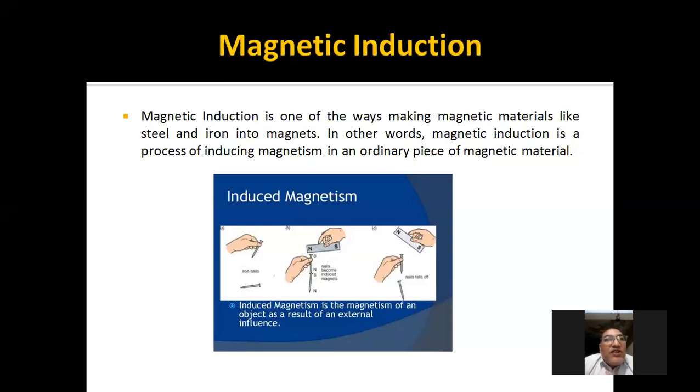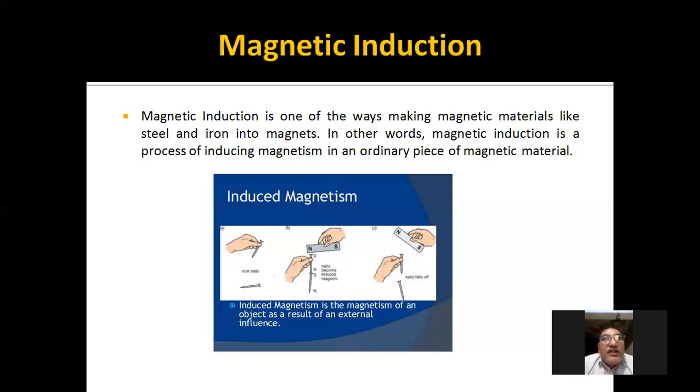But when you take that bar magnet away, this iron nail will no longer be a magnet. It will lose its north and south pole, and this one will also lose its north and south. So this second nail will drop down when you remove the magnet from here. So you see, magnetic induction is one of the ways of making magnetic materials like steel and iron into magnets.